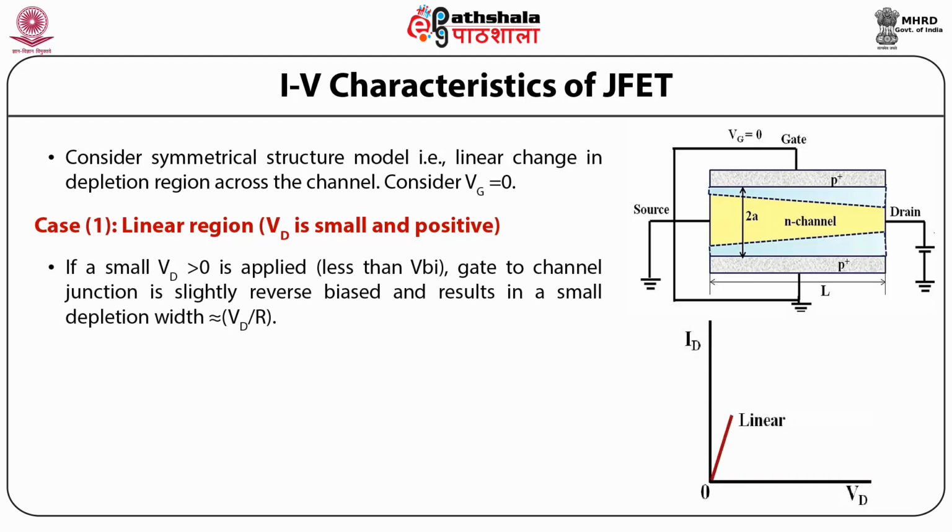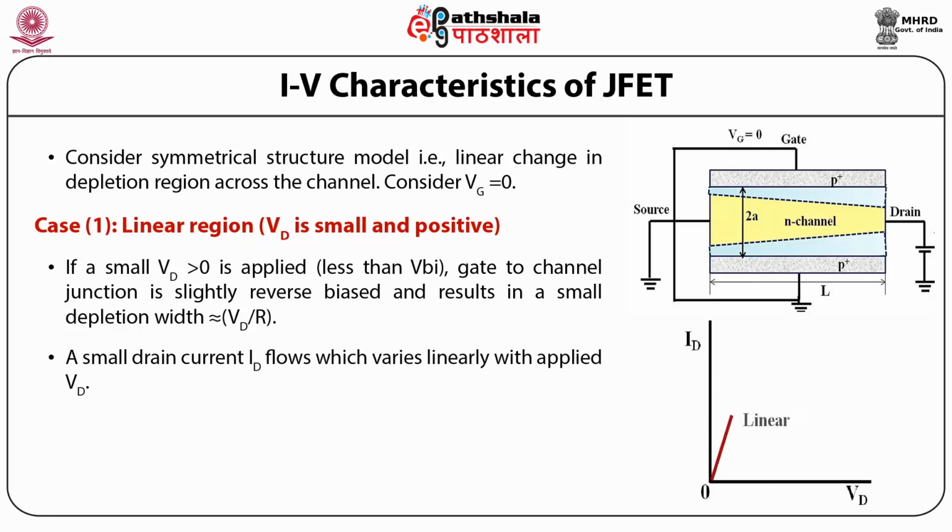So if a small Vd greater than 0 is applied, less than Vbi, the gate to channel junction is slightly reverse biased and results in a small depletion width. So a small drain current Id flows which varies linearly with applied Vd, and Id is approximately Vd by R0, where R0 has been previously explained, which is nothing but the channel resistance.